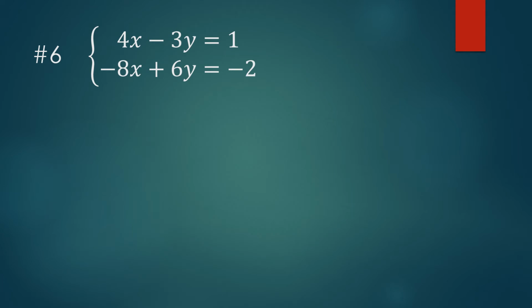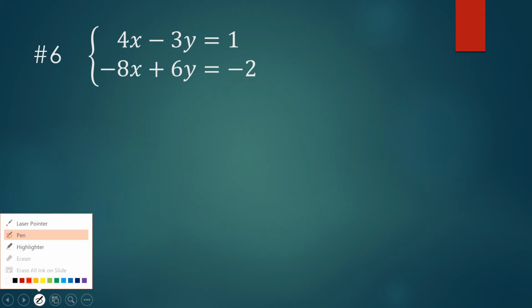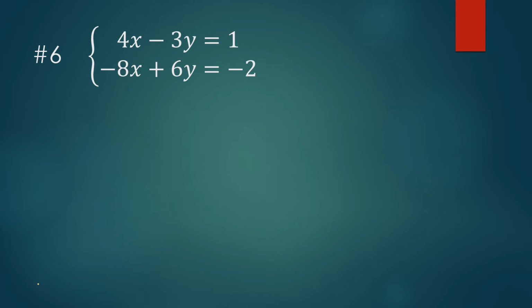So I'm jumping to number 6, and I'm going to change the color here because I don't like that red on this. See how orange does. So if we look now at number 6, we don't have exact opposites. We have almost opposites in our x's and almost opposites in our y's. So that means that we can go ahead and multiply one of our equations to get the opposite of the other.